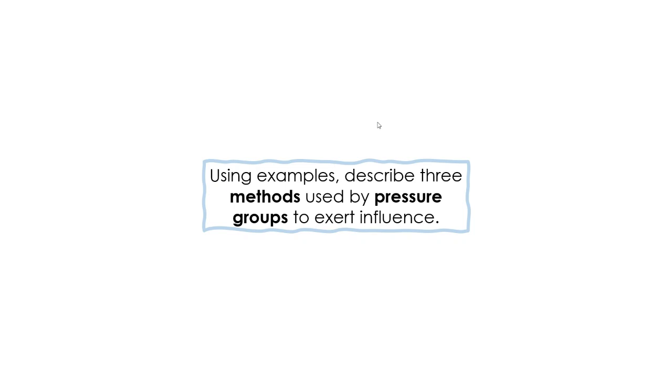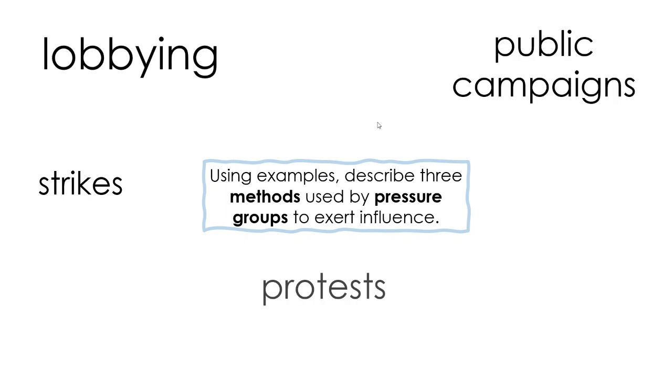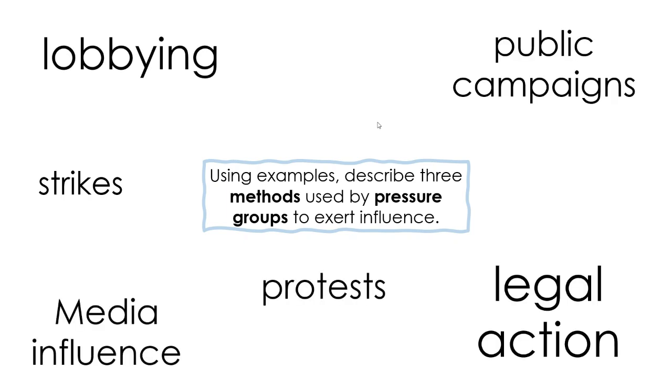The examiner is clearly asking you what methods they used. So this is where your own knowledge comes in. And if you've done a little bit of revision, then you'll know that there is a variety of methods used by pressure groups: lobbying, strikes, media influence, protest, taking legal action, and also widespread public campaigns. Now, you don't have to use all of these, because the examiner has stated that you only need to outline 3. So you can pick any 3 that you want in the exam, as long as there are some reasonable examples attached to them.